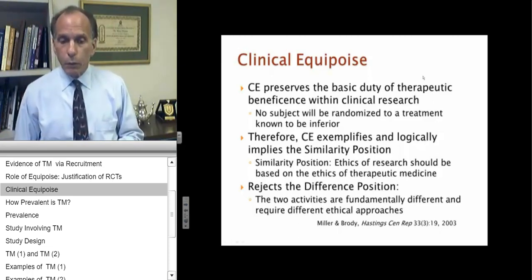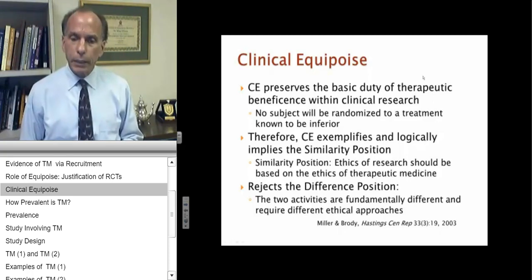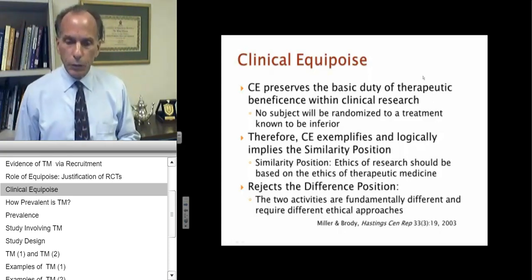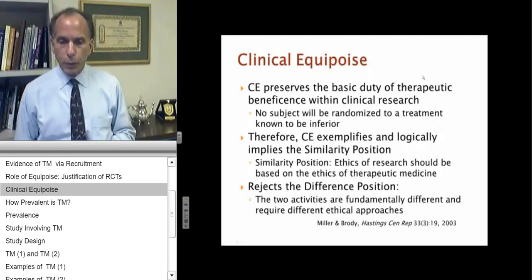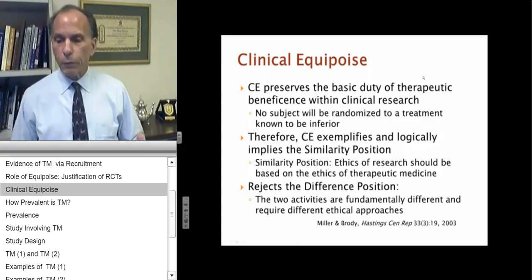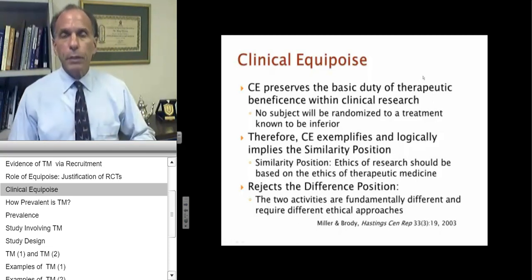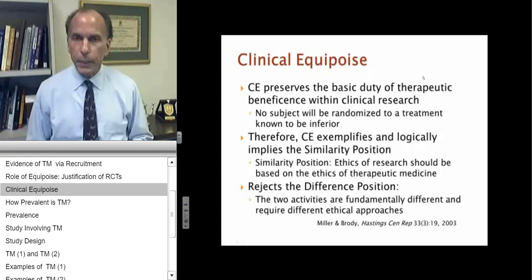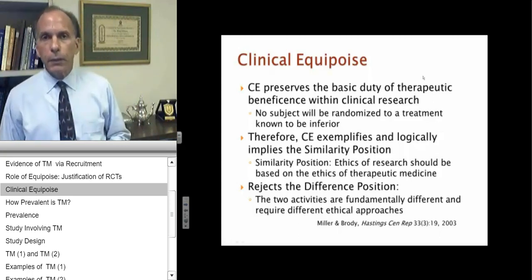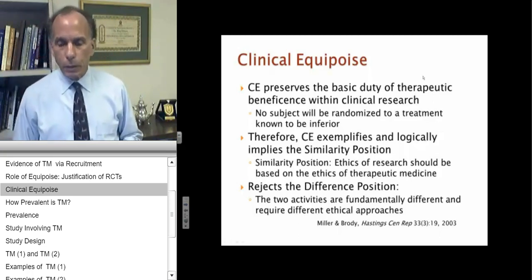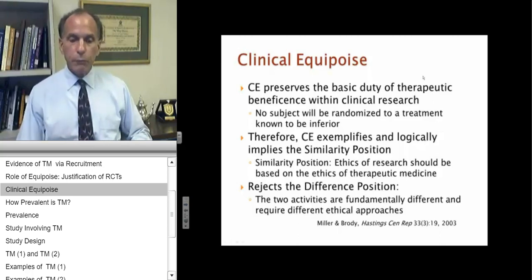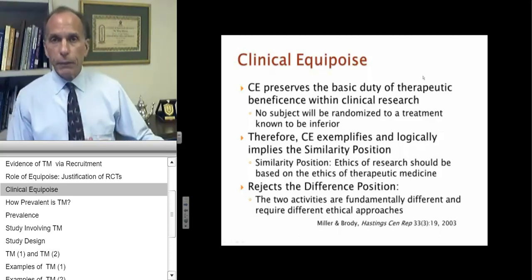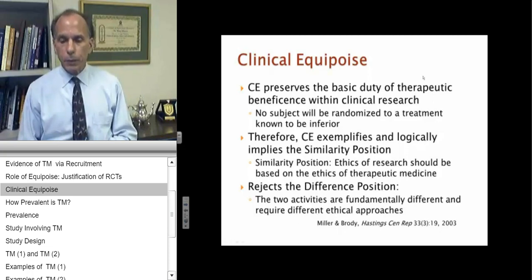Therefore, according to Miller and Brody, clinical equipoise exemplifies and logically implies what they call the similarity position, which entails that the ethics of research should be based on the ethics of therapeutic medicine. And indeed, that's what clinical equipoise does. It conflates therapeutic medicine with clinical research and essentially rejects a difference position between the two activities.